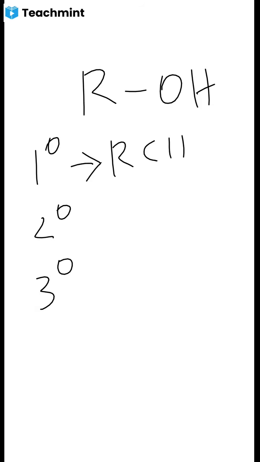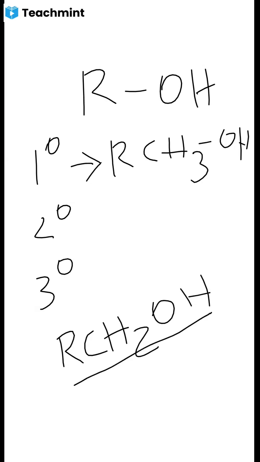Example, CH3OH. Ethyl alcohol, pentyl alcohol, anything you can write, which contain only one alkyl. So generally, you can tell it as RCH2OH. This is primary alcohol. Primary alcohol formula is RCH2OH.